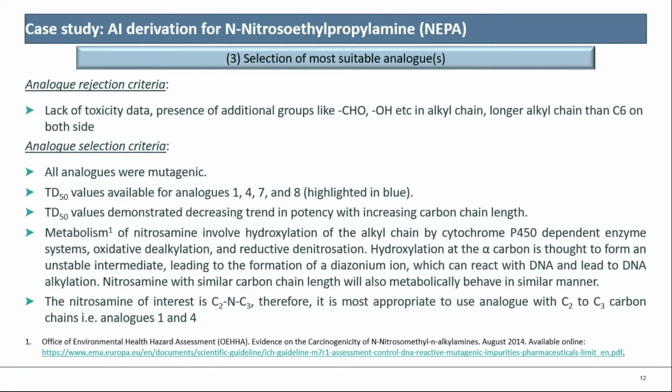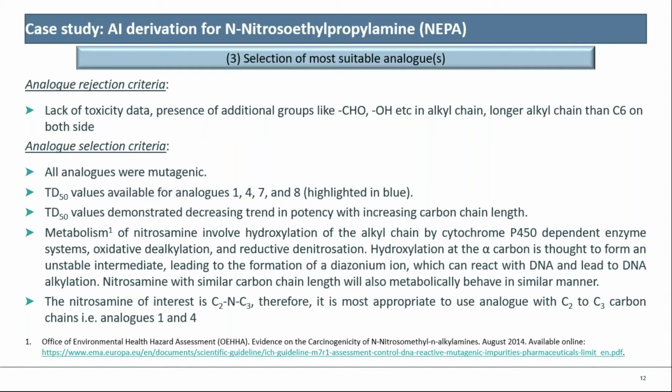Now, just to mention the criteria in selecting and rejecting compounds. One is certainly lack of toxicity data; we straight away reject them. Presence of additional groups, such as aldehyde, alcohol, or other longer chains, were rejected in the first place. The selections were, interestingly, all of them, as expected, mutagenic. And as I said, only four of them had TD50 values.